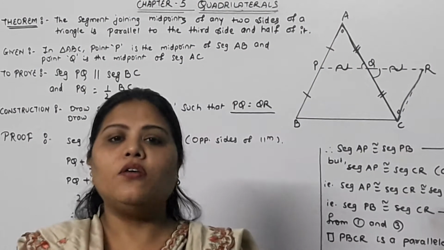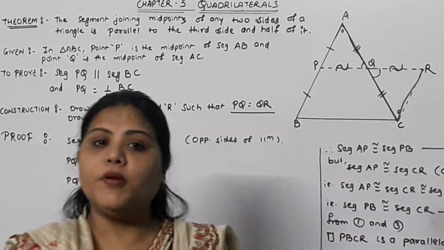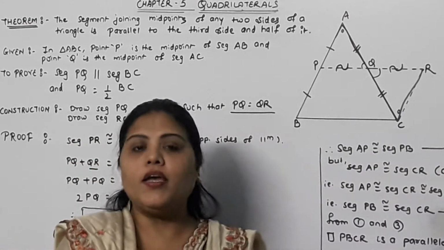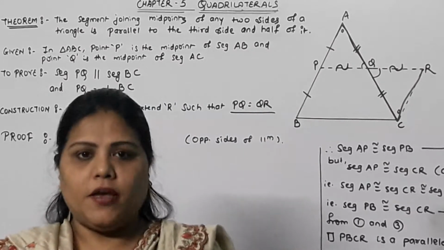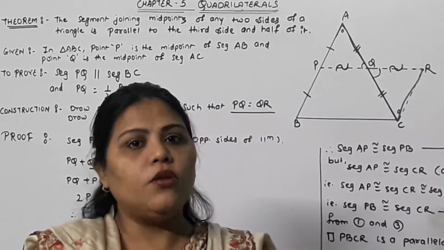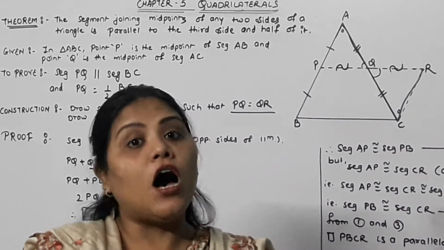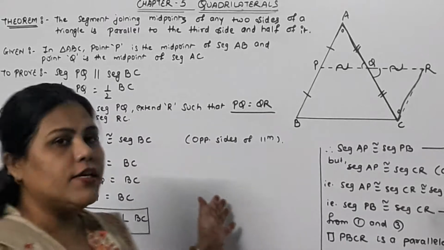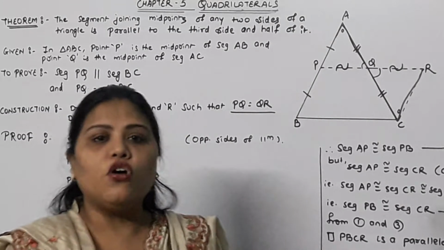Back children. Till now we have seen practice set 5.4 and the midpoint theorem. Now what is the midpoint theorem? The segment joining the midpoints of any two sides of a triangle is parallel to the third side and it is half of it, that we have seen in this theorem in the last part. Right? Now the converse of the midpoint theorem.